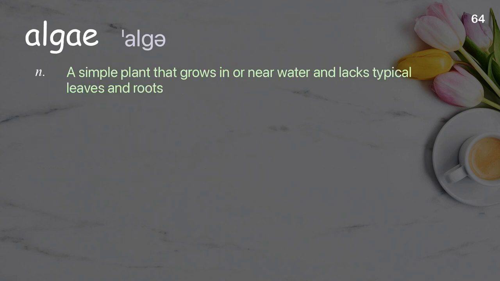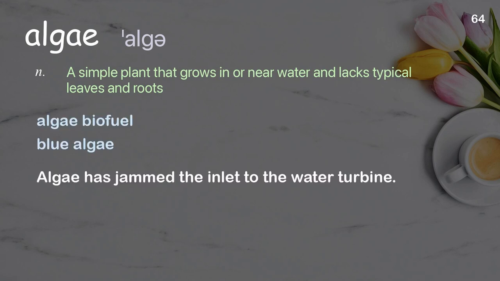Algae. A simple plant that grows in or near water and lacks typical leaves and roots. Examples: algae biofuel, blue algae. Algae has jammed the inlet to the water turbine.